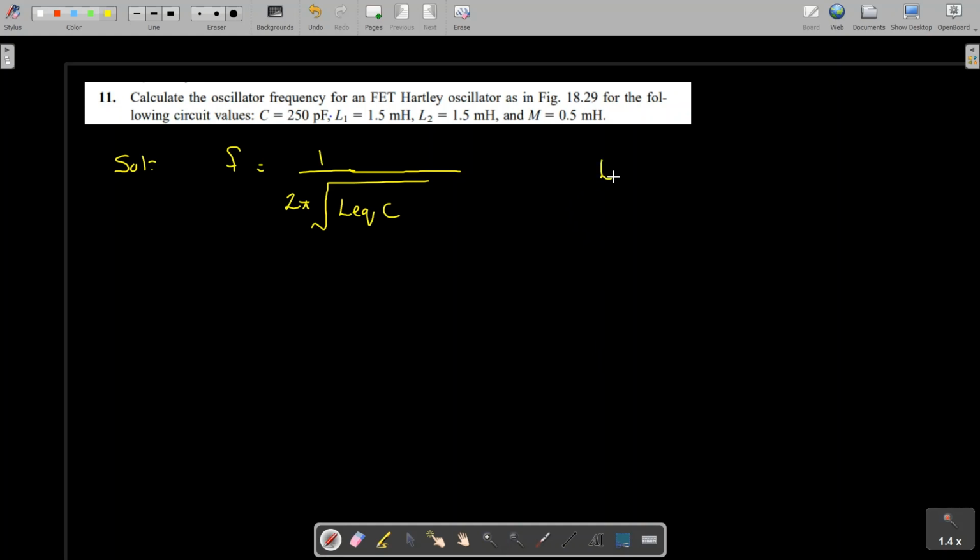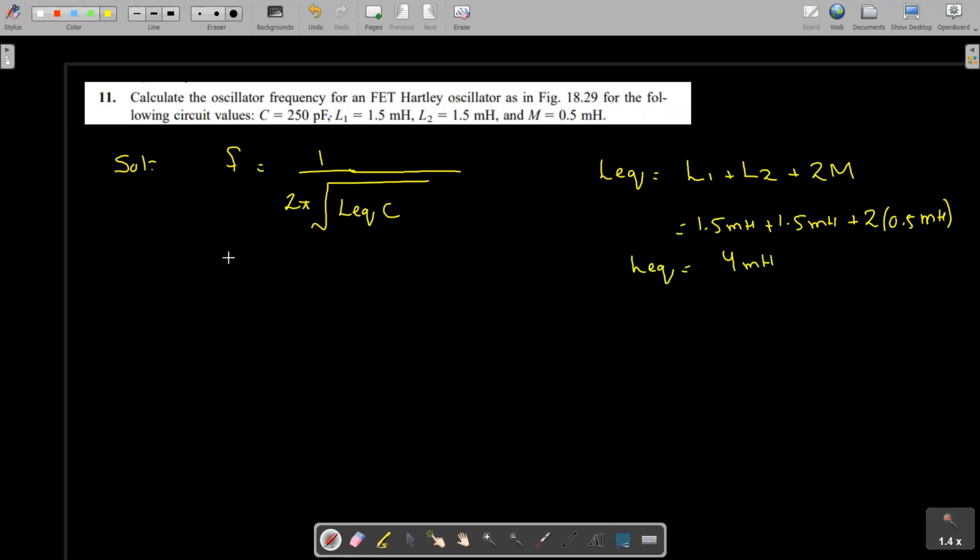Okay, now this L equivalent is equal to L1 plus L2 plus 2M. Now L1 is given to you, which is 1.5 millihenry, L2 is also given to you, which is 1.5 millihenry, and then we have M, which is 0.5 millihenry. So this is 3 plus, and 2 multiplied by 0.5 is 1, so this is 4 millihenry. So this is your L equivalent.